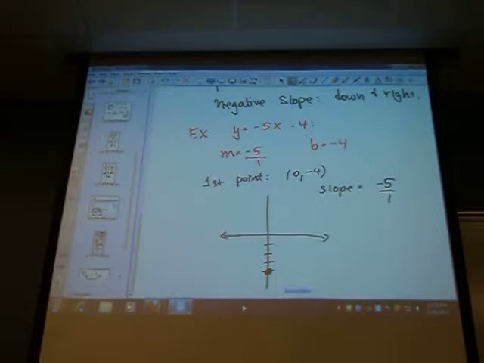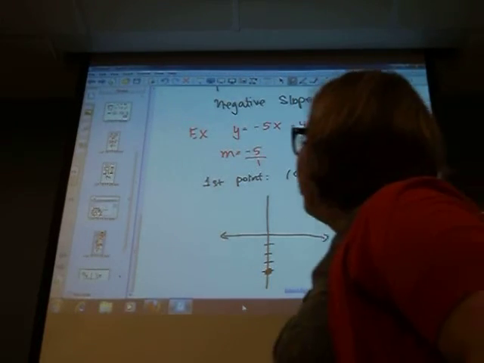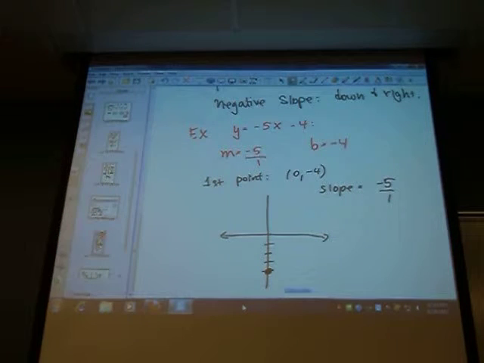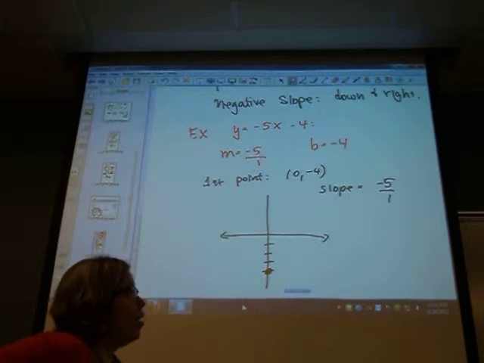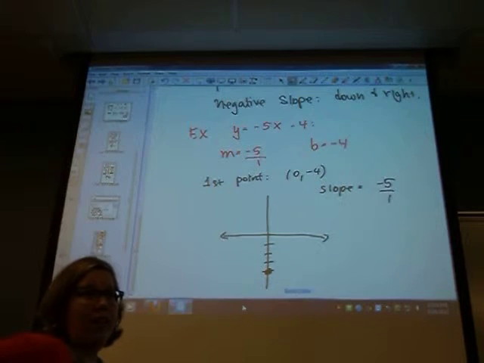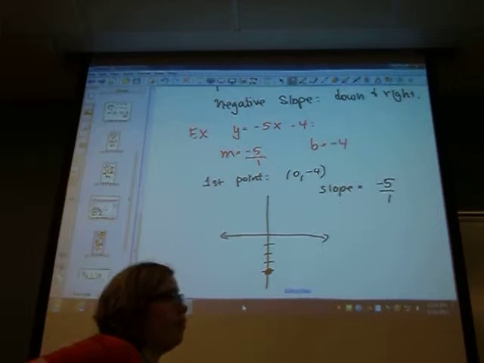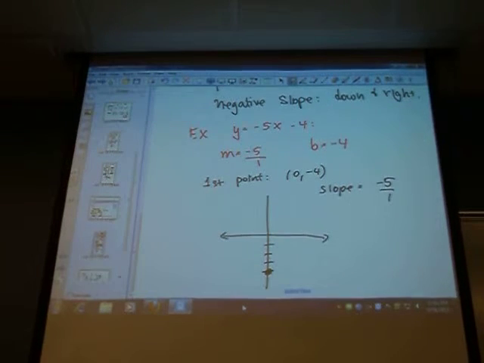What did you say about putting it over the 1? I need to make it a fraction. So if it's a whole number, I just put it over 1 to make it a fraction, because I need to have the rise and the run. I need it to be rise over run. So if my slope is negative, then that means I want to go down and to the right. So -5 means I want to go down 5.